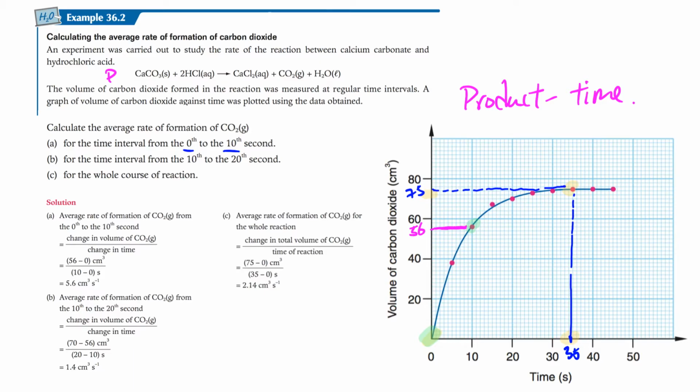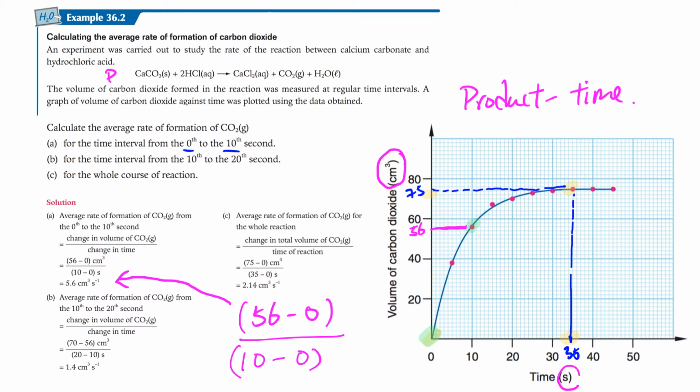Right here, and therefore it will be 56 minus 0. That will be the change in volume of carbon dioxide over time. That would be 10 minus 0 because there are just 10 seconds. For this one you can see that the unit will be cm cube per second. So that will be the first part.